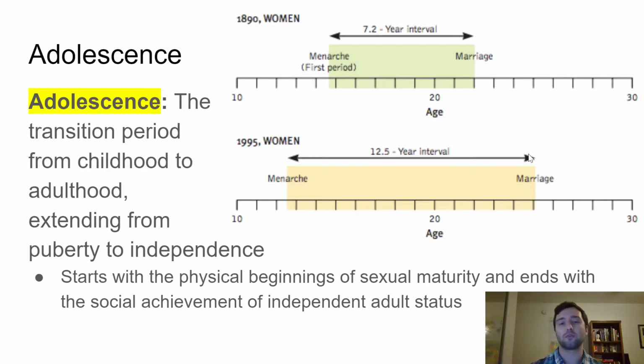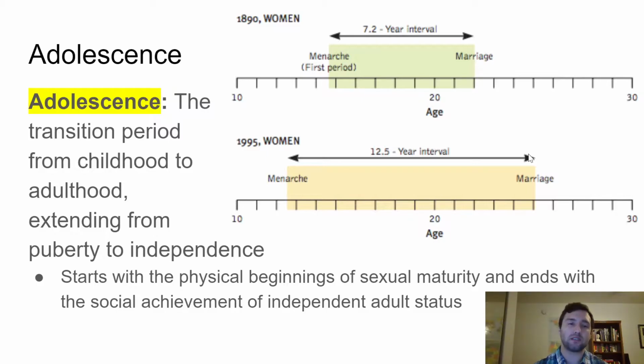Now, we could also look at this today and would probably see this continuing to get wider, with menarche maybe continuing to happen even earlier. If we wanted to continue defining it by marriage, it would definitely be pushed back even further. But we might also change the definition of independence. Maybe marriage isn't necessarily the defining factor of independence anymore. Maybe it's living on your own. Maybe it's having a certain job or being able to do certain tasks on your own.